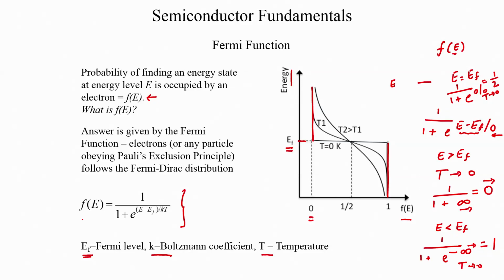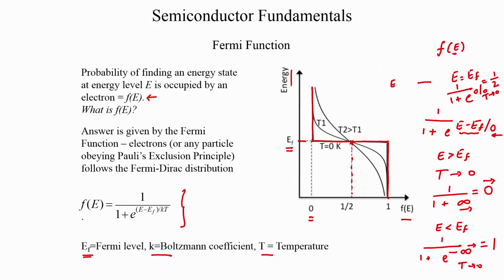So, at E equal to Ef at t equal to 0, you have the function making the switch from the value of 1 to the value of 0, and therefore you can say in the limit the value of this function is half. So, this is the behavior of the Fermi function at t equal to 0.